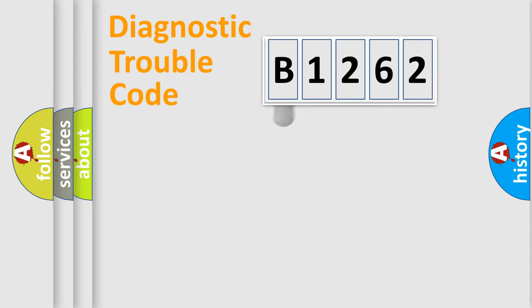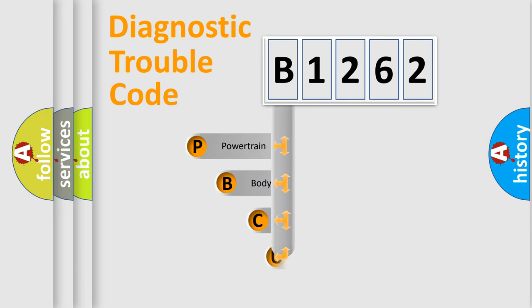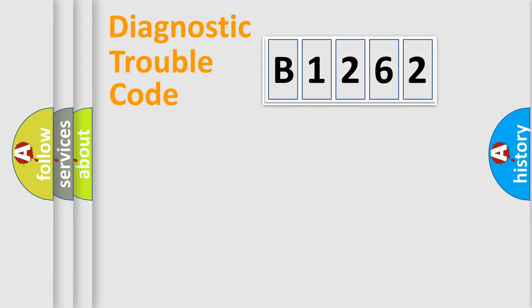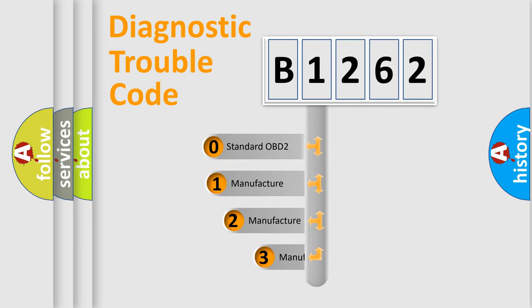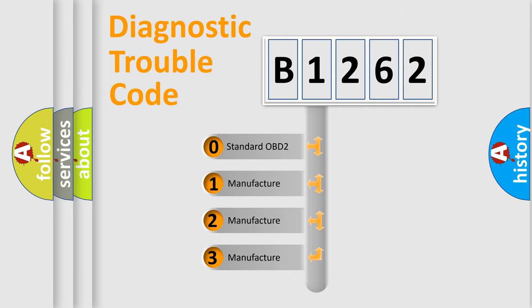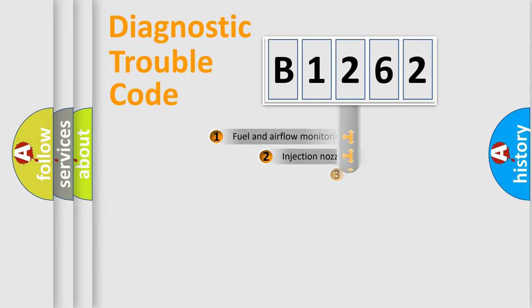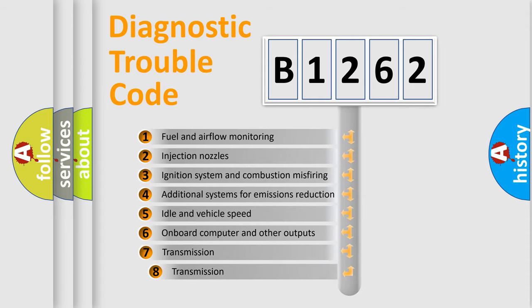Let's do this. First, let's look at the history of diagnostic fault code composition according to the OBD2 protocol, which is unified for all automakers since 2000. We divide the electric system of the automobile into four basic units: powertrain, body, chassis, network. This distribution is defined in the first character of the code. If the second character is expressed as zero, it is a standardized error. In the case of numbers 1, 2, 3, it is a more prestigious expression of the car-specific error.